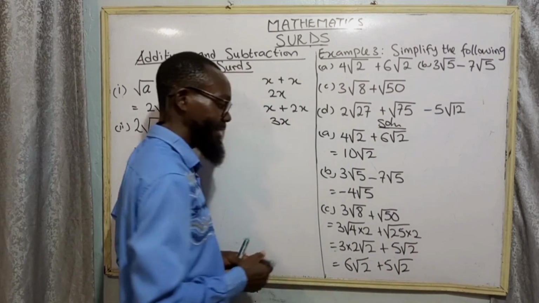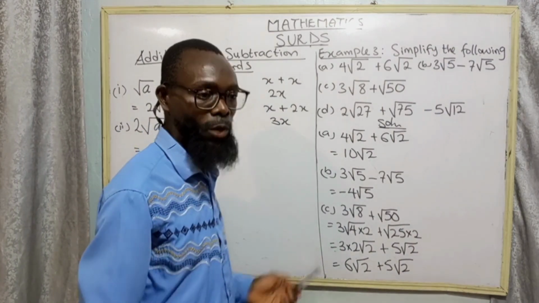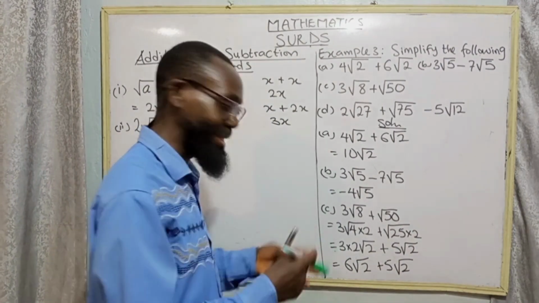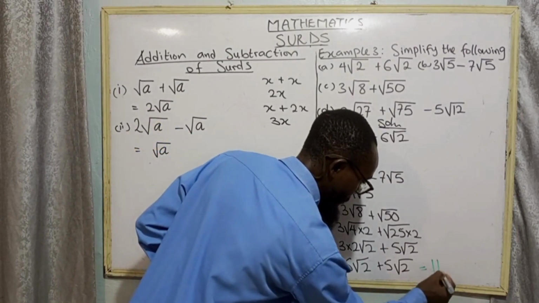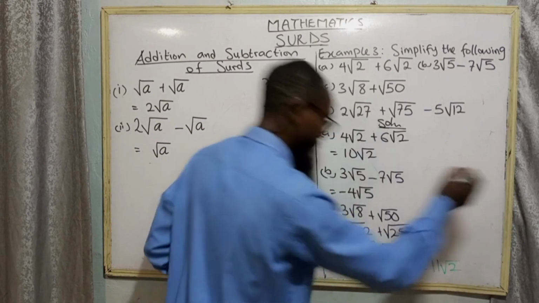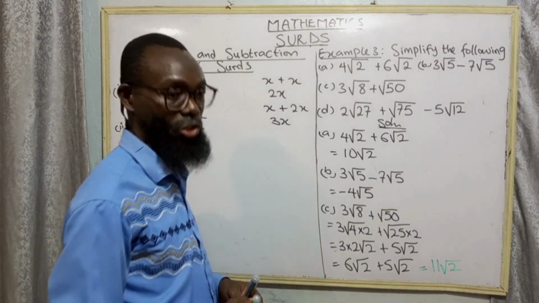Now these are in terms of square root of 2. We have to express them by adding them together. So we have 6 plus 5, that is what? 11 square root of 2. You can see how very easy surd is.